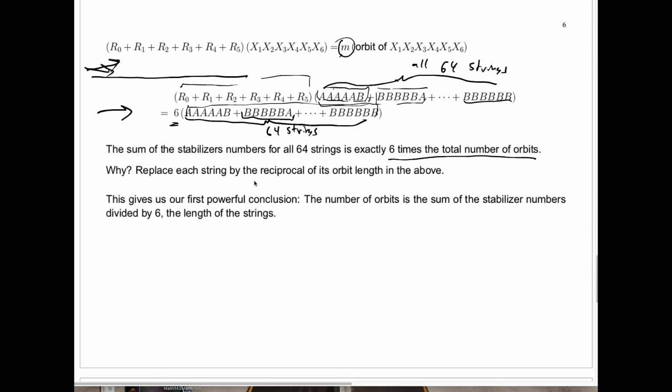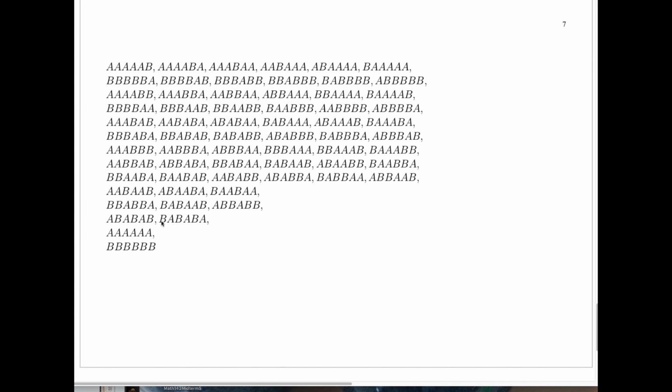So this gives us our first really powerful conclusion. It says the number of orbits for all the strings is the sum of the stabilizer numbers divided by 6. I'm just taking this equation and dividing through by 6. Our goal is to count the number of orbits, because that's the number of fundamentally different table seatings. All we have to do is add up the stabilizer number for each and every one of the 64 strings and divide by 6, where 6 is the length of the strings. I know this seems strange and abstract, so let's see how it looks when we look at all 64 strings again.